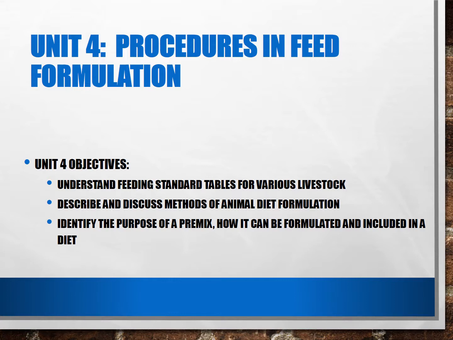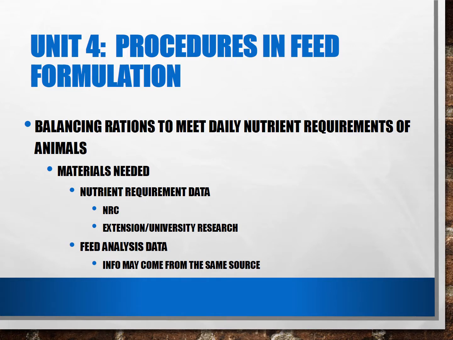So let's jump into the content here that we've got in Unit 4. The first thing that we need to understand when we begin to now balance rations and put things together is feeding needs, or meeting the daily nutrient requirements of your animal. So how do you come up with that information? Well, the material that is needed is nutrient requirement data. NRC is listed there next.